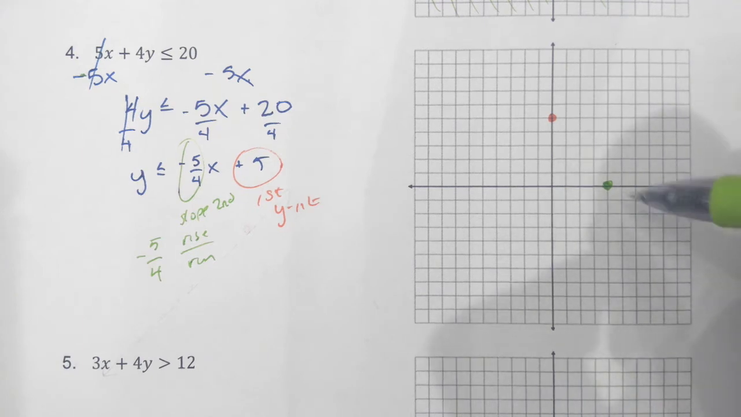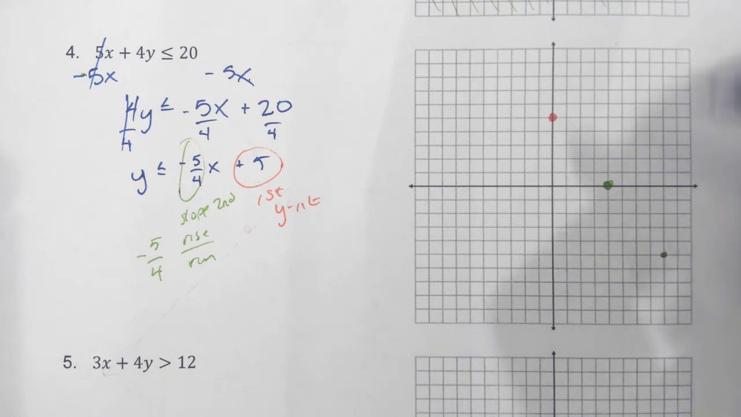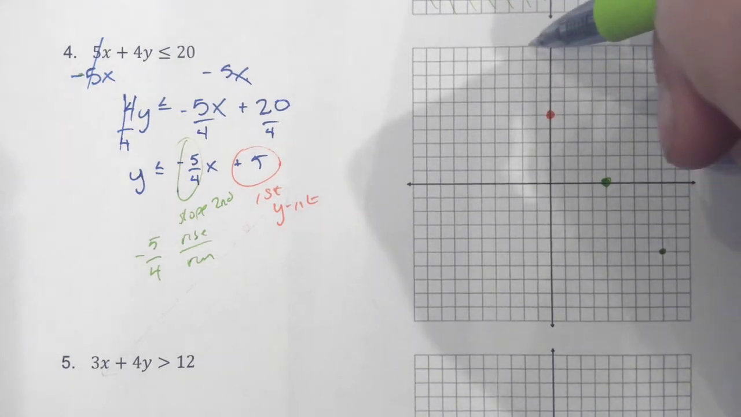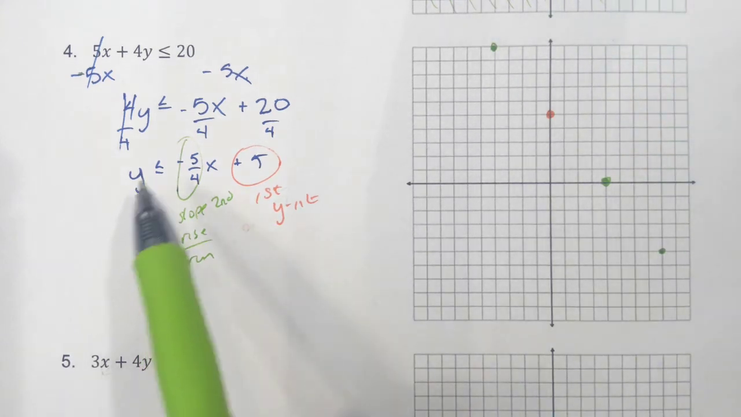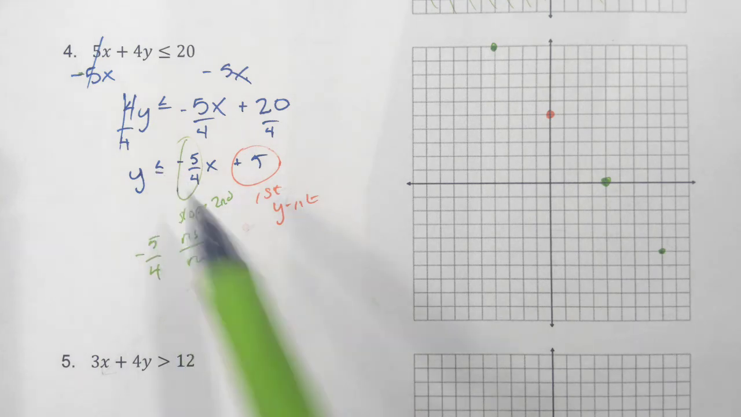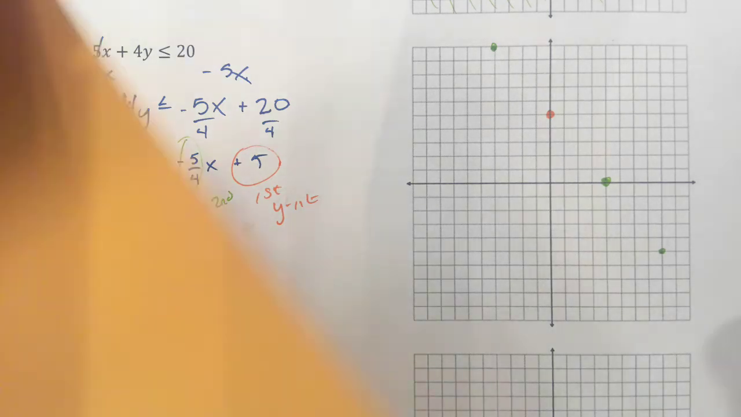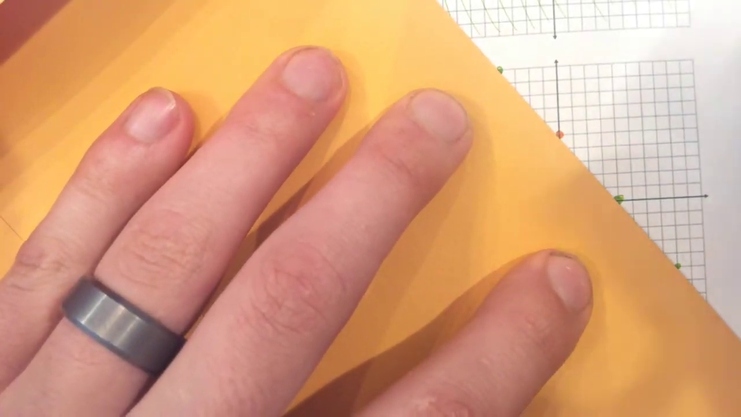Fill up that graph. Let's go down 5, right 4. And maybe up 5 and left 4 as well, right? Might as well. Okay, look at your symbol. Is that a dashed line or a solid line? That there is a dashed line. Okay, so we connect our points.